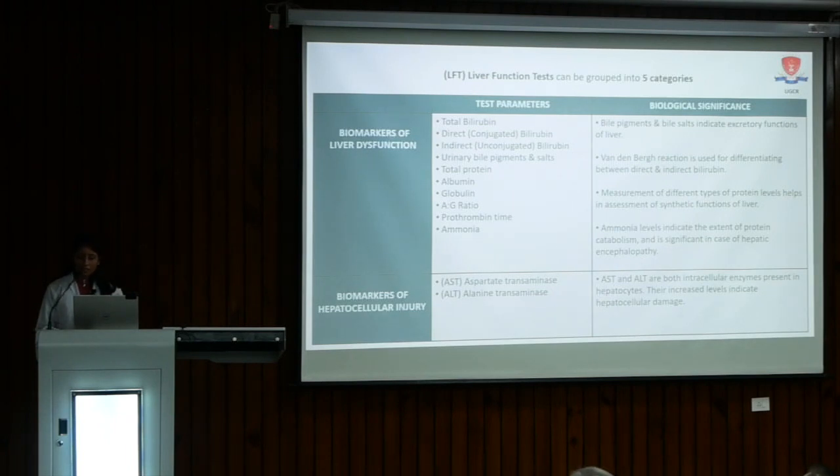The second category is biomarkers of hepatocellular injury. The parameters include aspartate transaminase and alanine transaminase. These both are the intracellular enzymes present in the hepatocytes. Their increased levels indicate the hepatocellular damage.